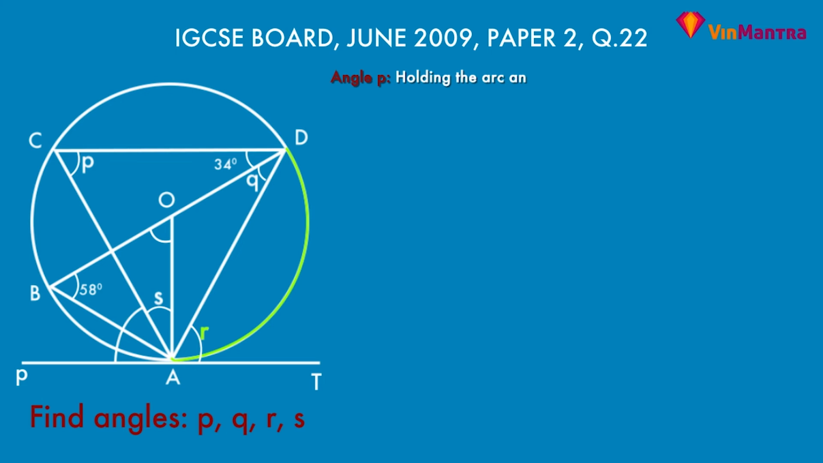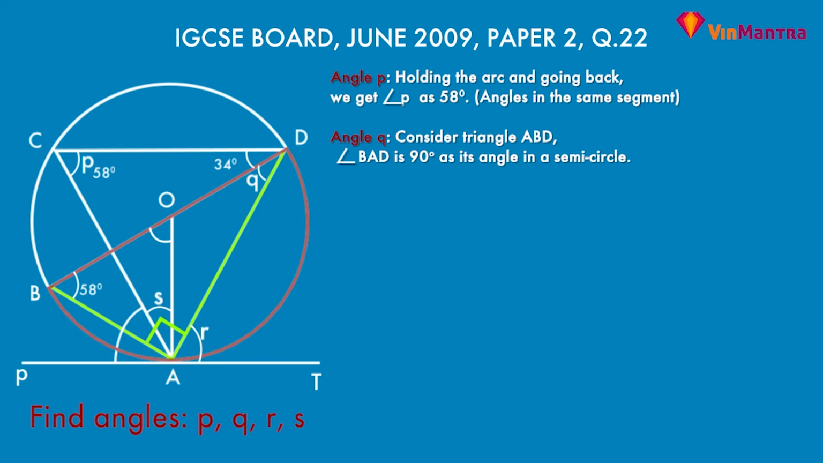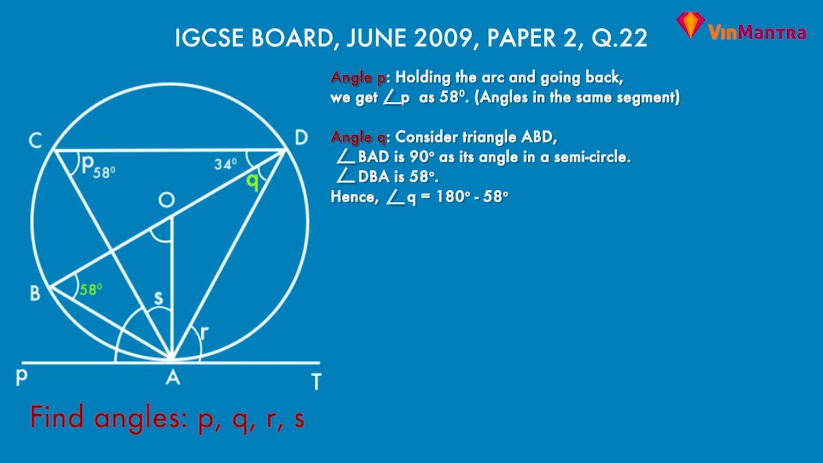Holding the arc and going back, we get angle P as 58 degree. In order to find angle Q, consider triangle ABD. Angle BAD is 90 degree as it's the angle in the semicircle. Angle DBA is 58 degree, which was given. Hence, angle Q is 180 minus 58 minus 90 is equal to 32 degree.